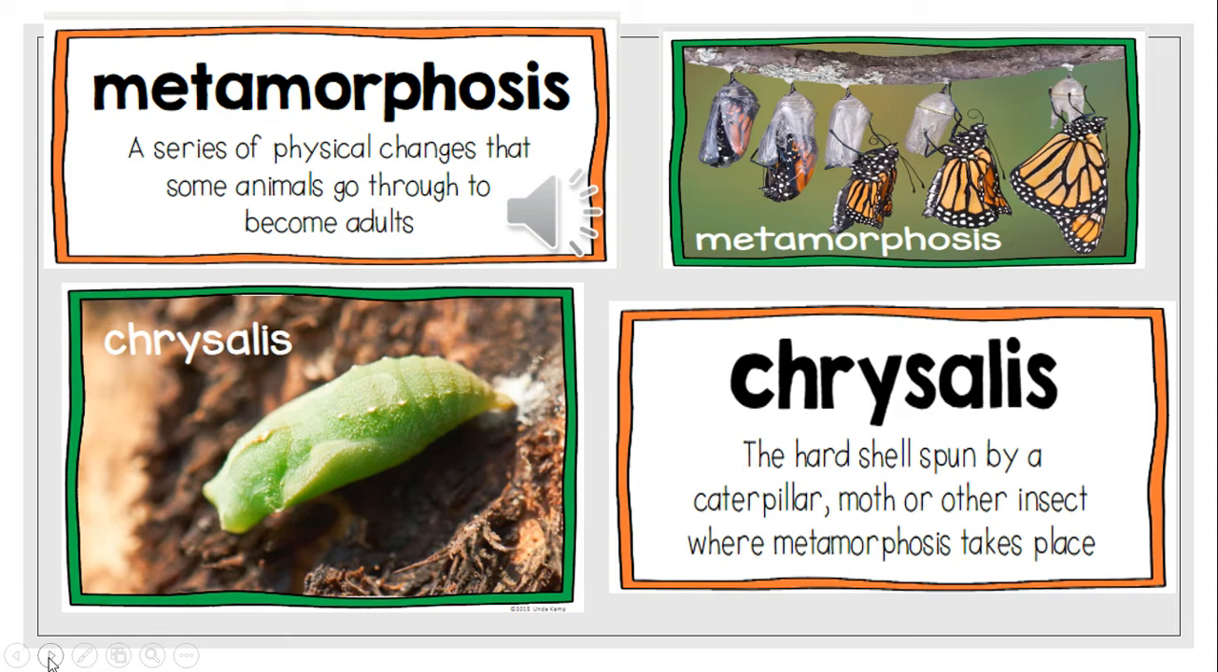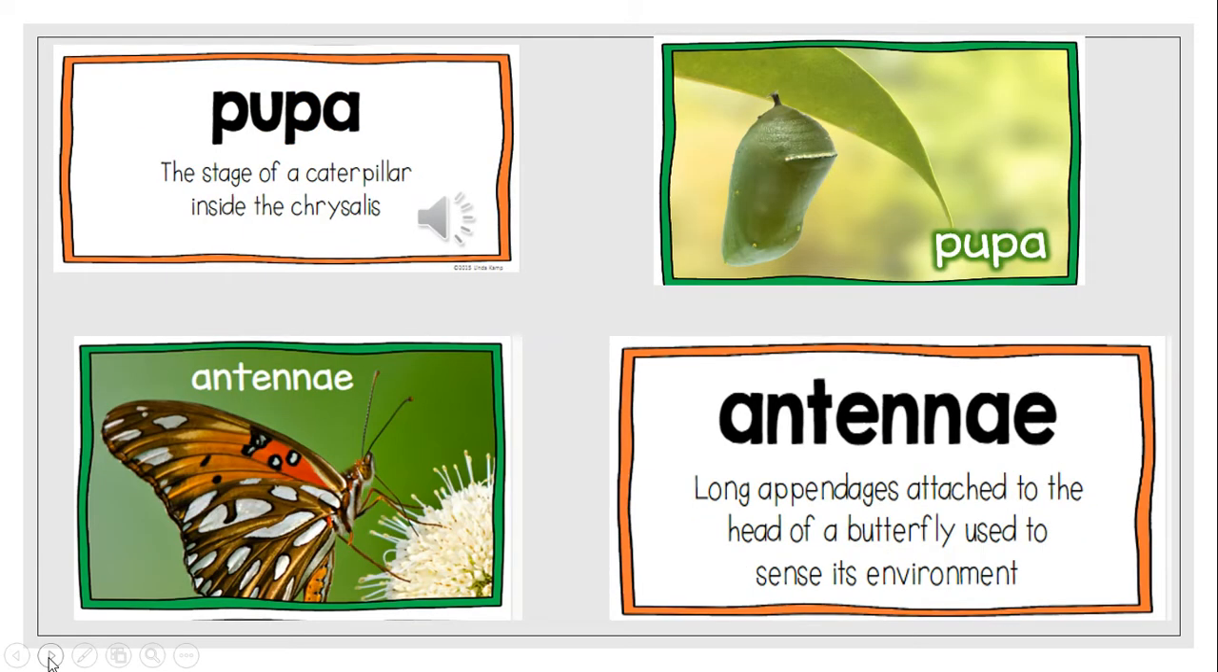A next vocab word we need to learn is a chrysalis. A chrysalis is the hard shell spun by a caterpillar, moth, or other insects where metamorphosis takes place. The next vocab word is pupa. This is the stage of the caterpillar inside the chrysalis. Then you have the antennae. It's the long appendages attached to the head of the butterfly used to sense its environment.